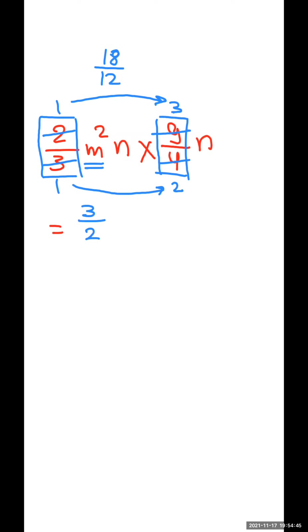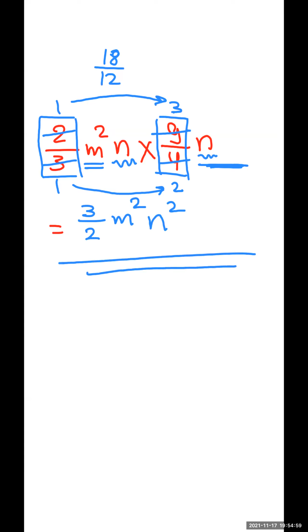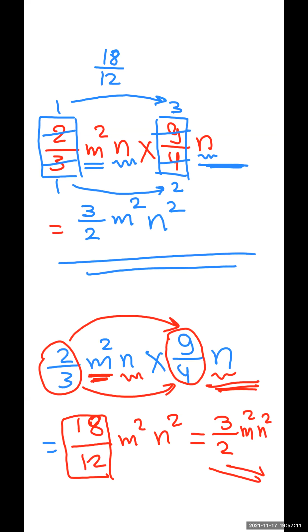Then the variables. M power 2. Here we don't have M, so write it without M. It's M power 2. Then N times N, so it will be N squared. That's it. Okay, guys? Are we clear till now? Yes. Okay, great.